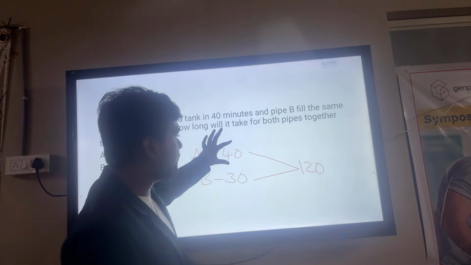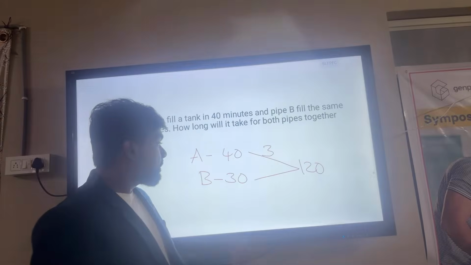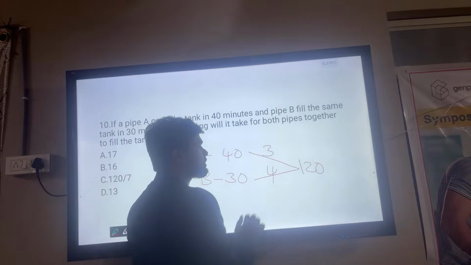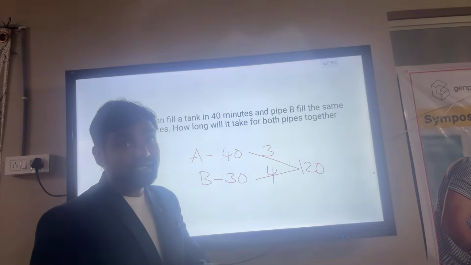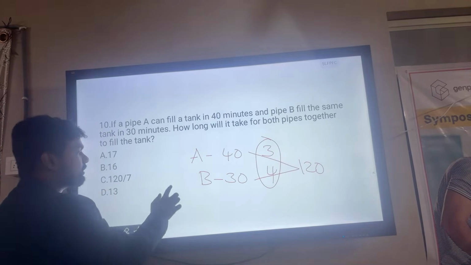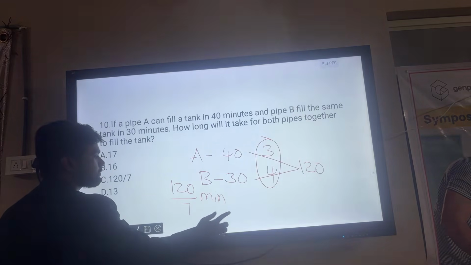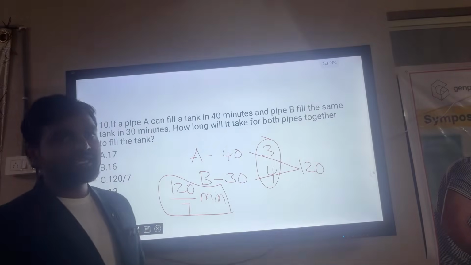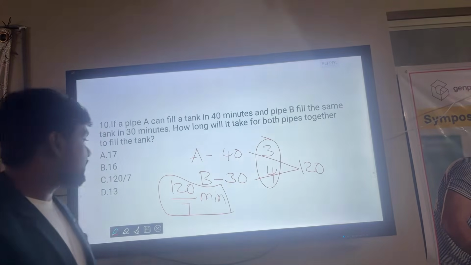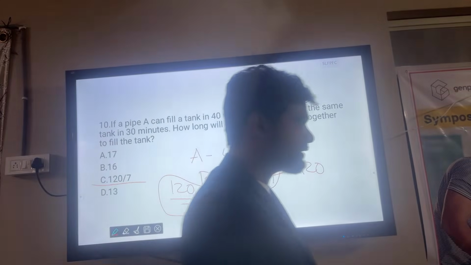A is eating 120 chocolates in 40 minutes. That means for every minute he is eating 3 chocolates. B is eating 120 chocolates in 30 minutes. That means for every minute he is eating 4 chocolates. If they work together, in 1 minute they will complete 7 chocolates. So 120 chocolates can be eaten in 120 by 7 minutes. How much time they will take to complete the total work if they work together is 120 by 7.